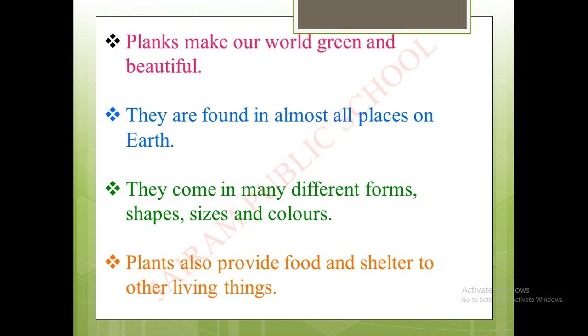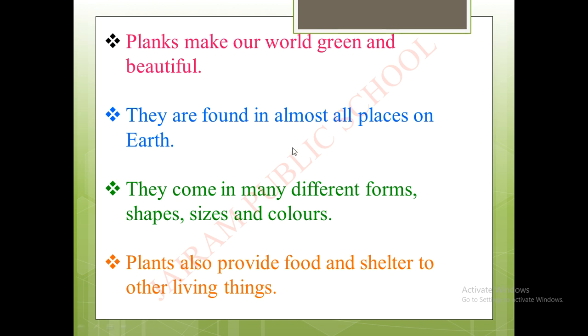Plants make our world green and beautiful. They are found in almost all places on the earth. They come in many different forms, shapes, sizes, and colors. Plants also provide food and shelter to other living things.